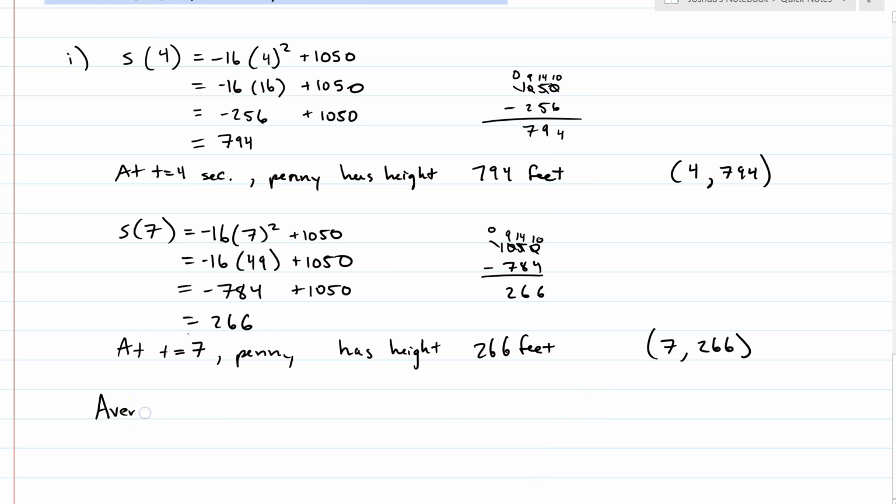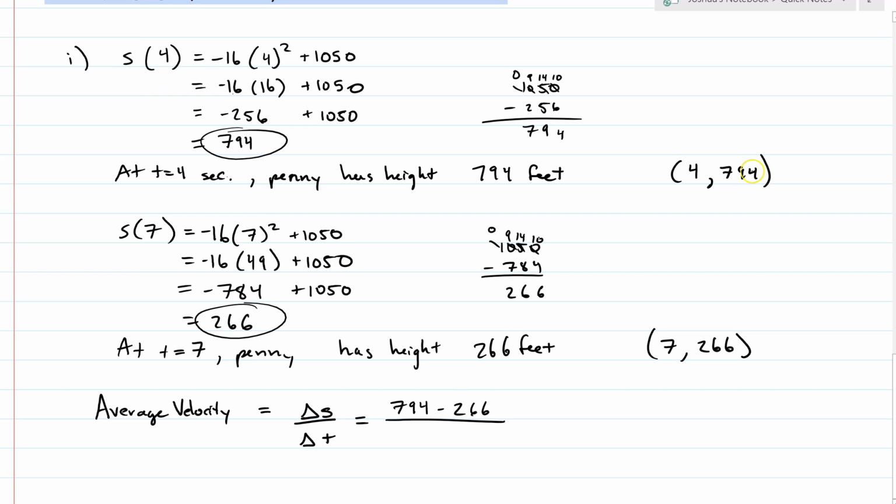Okay. Alright, so now that we've done the work, our formula for average velocity is equal to the change in distance divided by the change in time. Kind of like speed, right? If you go 60 miles in 1 hour, that means your actual speed is 60 miles an hour. So you do how far the penny traveled on the top, and you can find that by subtracting the distances, so 794 minus 266, and we're going to have that divided by 4 minus 7. How much time elapsed? Okay, so 794 minus 266. That's 528. And on the bottom, 4 minus 7 is negative 3. Now when we divide these together, let's see what we get.